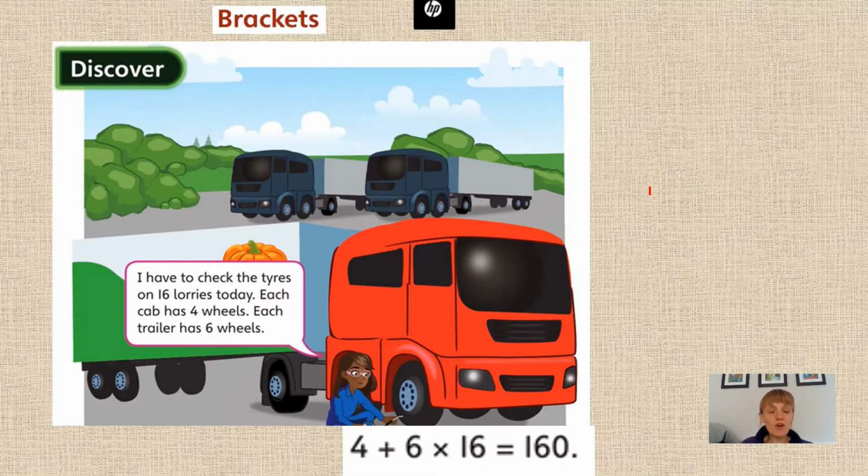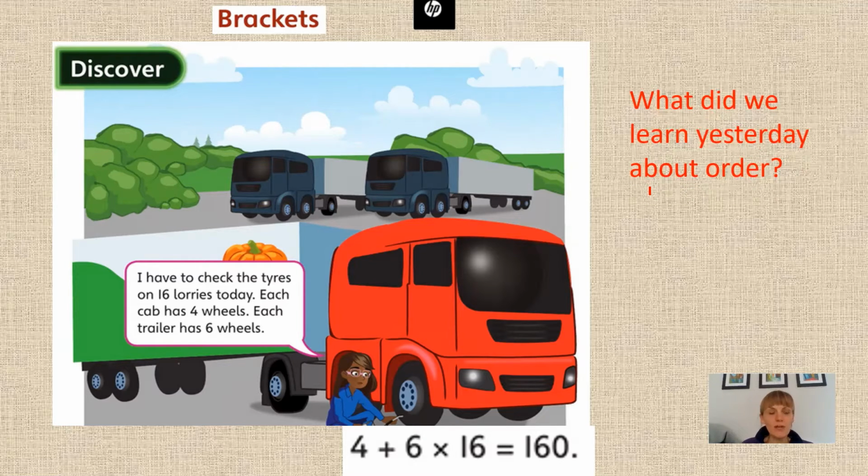We're going to move on from our order of operations that we did yesterday to have a look at brackets. Now, what did we learn yesterday about order? We learned that which ones were the most important. We knew that multiplication and division were the most important. They always had to come before addition and subtraction.